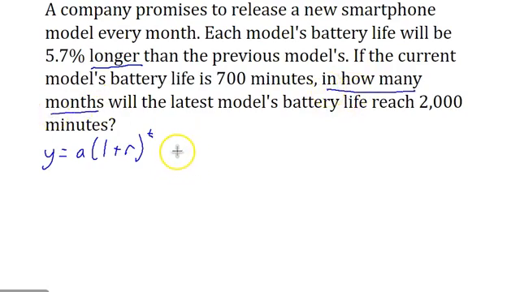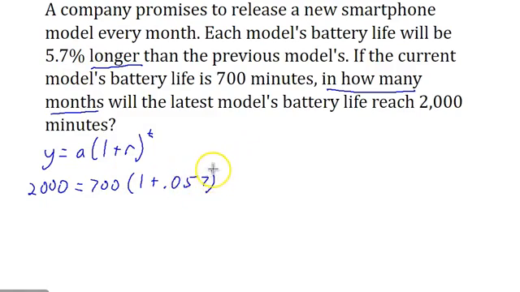In this case, we're looking for how many months this is going to take. So we are missing the exponent. Let's fill in what we have. We want to end up with 2,000 minutes, and we're starting with 700 minutes. The growth rate is 5.7%, so it'll be 1 plus 0.057 raised to the power of t.